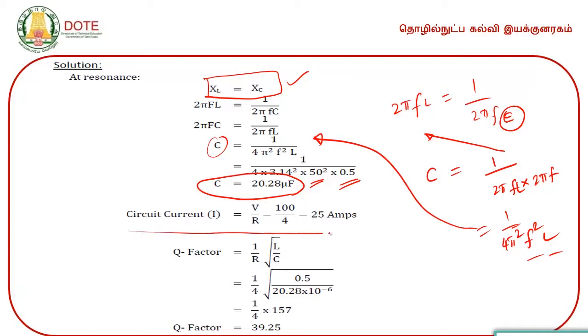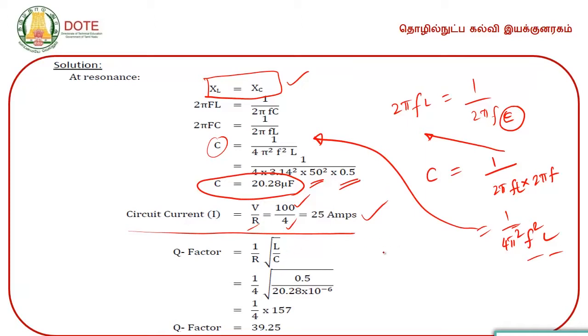Then we need to find out the circuit current. How to find out the circuit current? It is the applied voltage divided by the resistance value. The applied voltage is 100 volts, resistance value is 4 ohms. So, the resultant circuit current is 25 amperes. Then find out the Q factor.